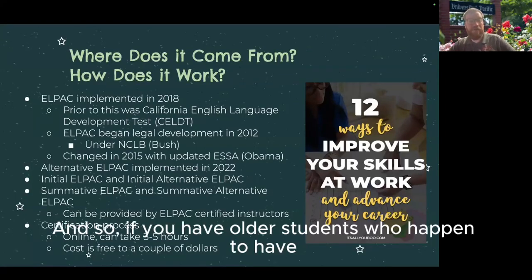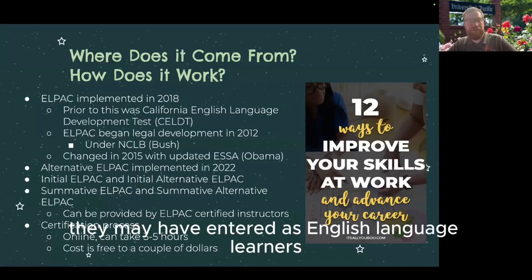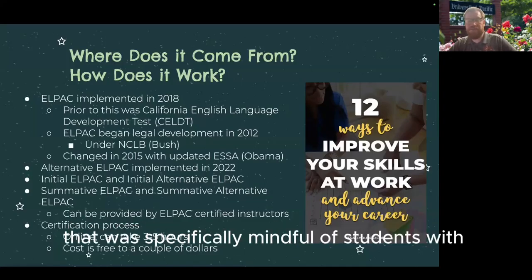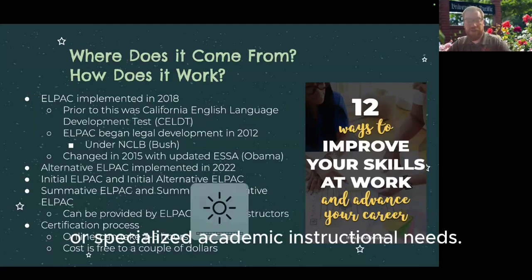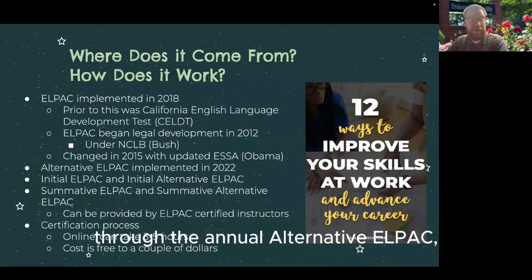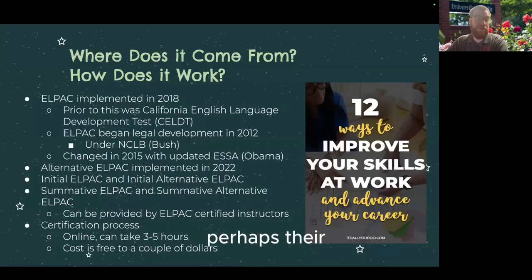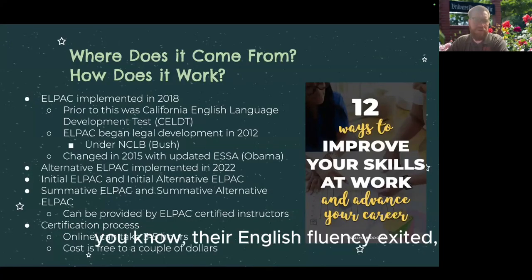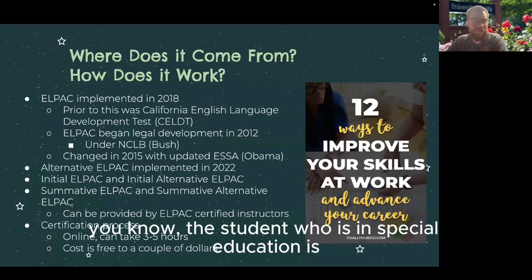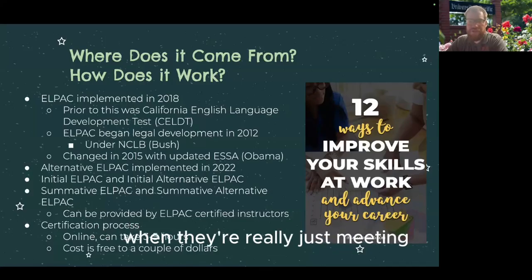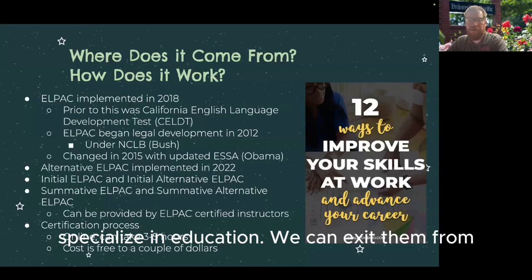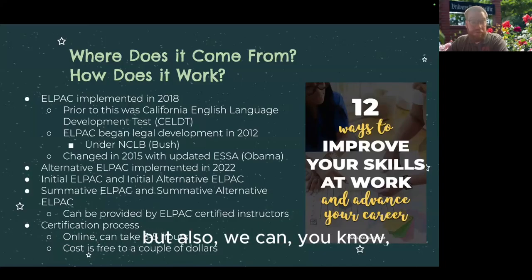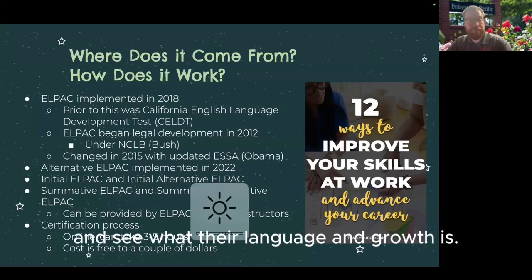And so if you have older students who happen to have disabilities, they may have entered as English language learners before there was an LPAC that was specifically mindful of students with extensive support needs or specialized academic instructional needs. Now, through the annual alternative LPAC, we're starting to make sure that students whose language fluency is perhaps more tied towards their specialized academic instructional needs, rather than their English fluency, are exited. If a student who's in special education is classified as an English learner when they're really just needing specialized education, we can exit them from English language development. But also we can thoroughly assess and see what their language and growth is.